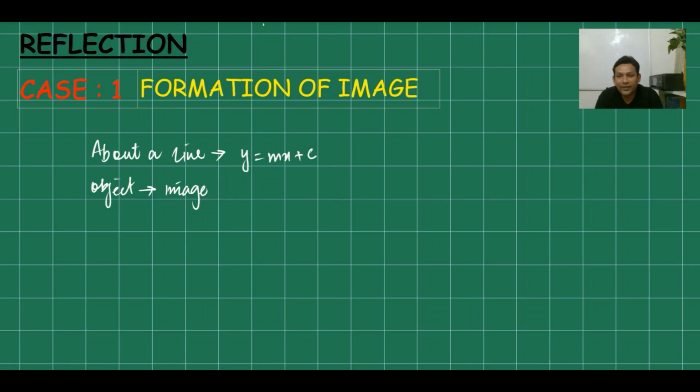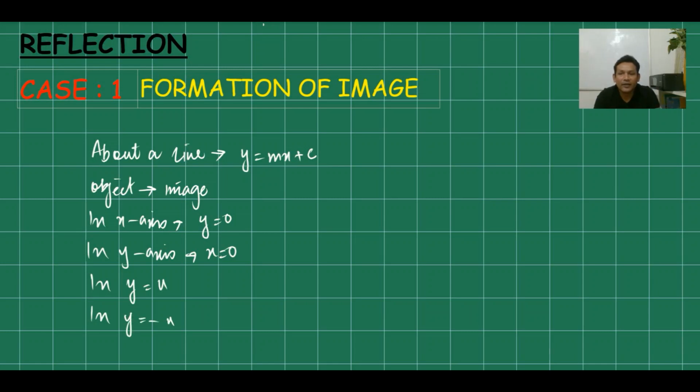Your reflection can be in the x-axis. What's the equation of the line when we're talking about the x-axis? It is y equals 0. It can be in the y-axis, which means the equation is x equals 0. Or it can be in y equals x and y equals minus x. And it can be any equation like y equals 3x plus 2, or negative 3x plus 2, where the gradient is negative.